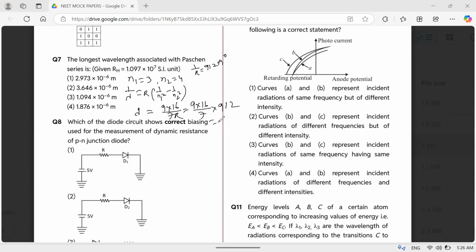How much? First option. First option: 9 into 16 divided by 7 into 912. Sixteen nines is how much, beta? 144. 144 divided by 7. 7 1 is 7, 7 2 is 14. Sir, option 4. It is 20 point something into 912.